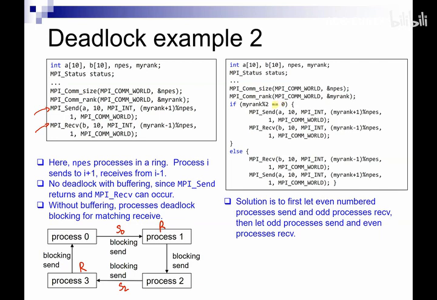Okay, if I have an even rank, then I'm going to send first, and I'm going to send to the next process, and then I'll receive after that. On the other hand, if I have an odd rank, then I'm going to receive first, and then I'll send. So this way, P0 is going to send first, and P1 is going to receive.